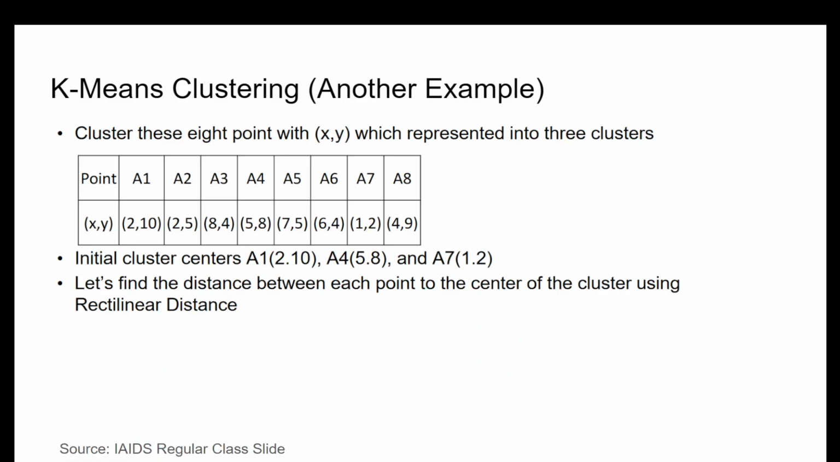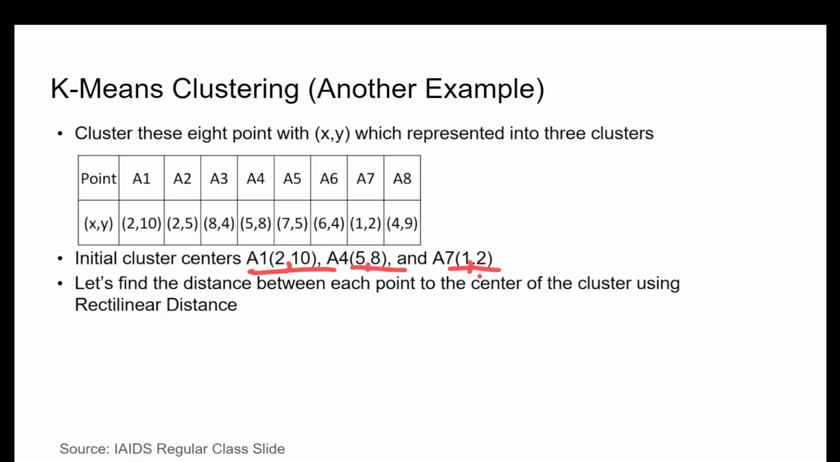So, let's just move on to another example. This is basically another example. I collected this example from last year's regular class slide. So suppose that we have these 8 points over here, and the initial centroids are actually this one: 2 comma 10, 5 comma 8 and 1 comma 2. I'm sorry, it's supposed to be comma, not point.